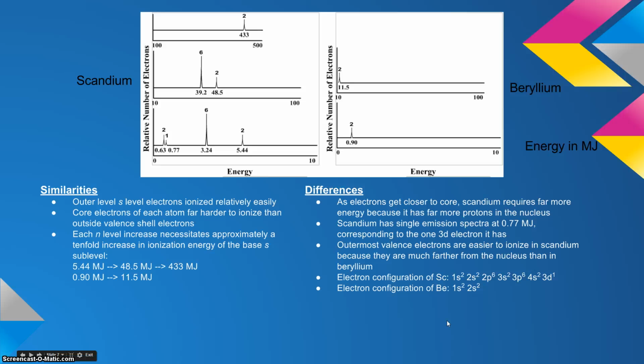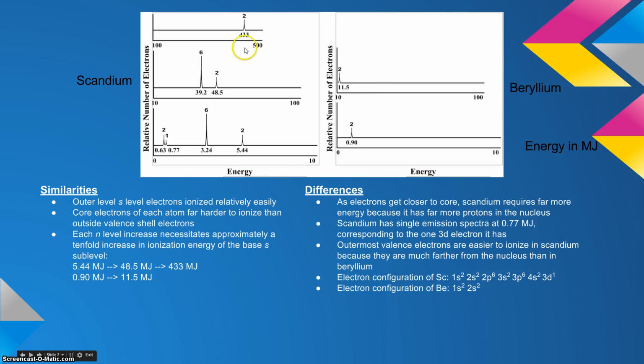So if we continue to look at photoelectron spectra of particular elements, we can notice a certain amount of similarities and differences between any two given elements. So here we're contrasting scandium, a transition metal, with beryllium, a group 2 alkaline earth metal. There are a couple of differences resulting from the size of the atoms and other such properties. If you notice, as the electrons get closer to the core, scandium requires a lot more energy than beryllium to ionize those core electrons.